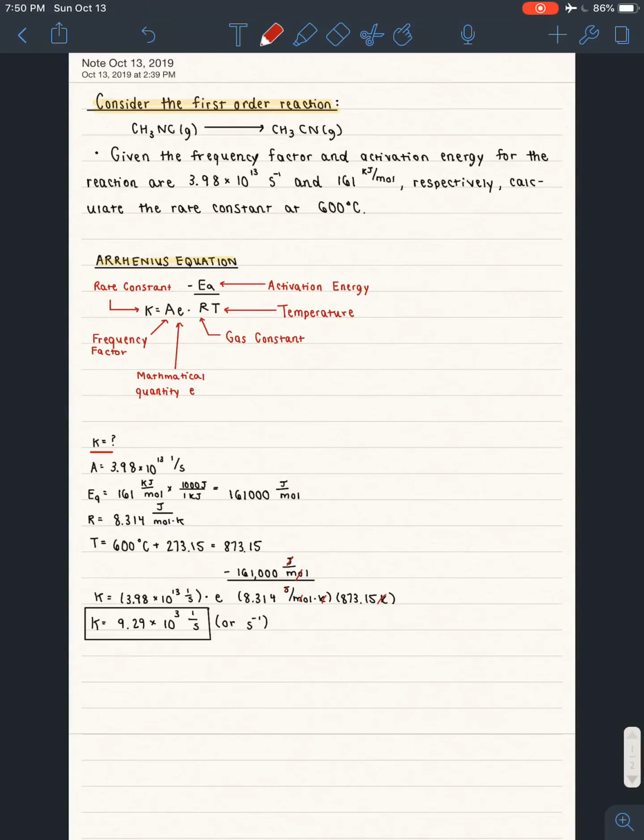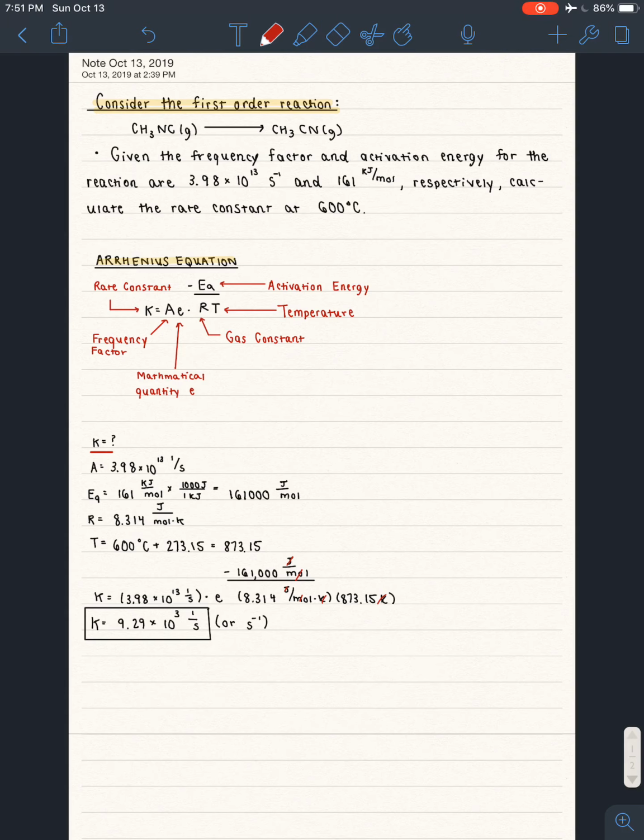Today, we're going to be discussing a problem on how to find the rate constant given the information in the example, which reads as: consider this first-order reaction. Given the frequency factor and activation energy for the reaction are 3.98 times 10 to the 13th seconds to the -1 and 161 kilojoules per mole, respectively, calculate the rate constant at 600 degrees Celsius.